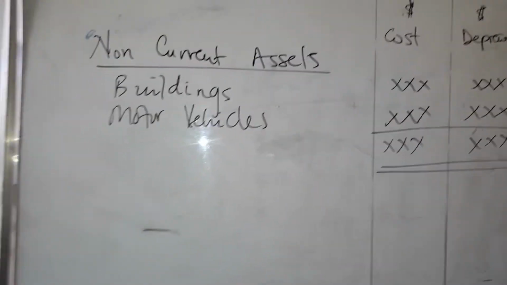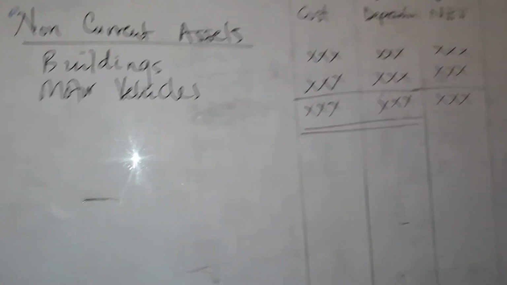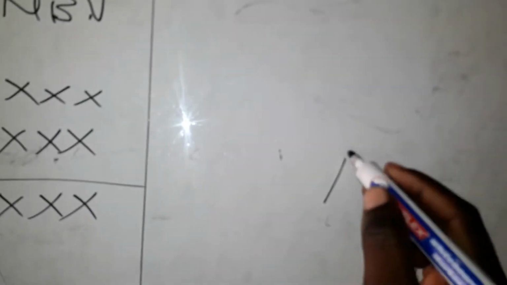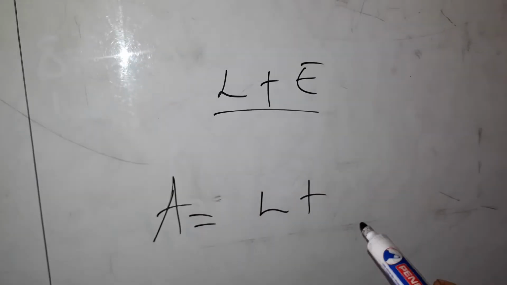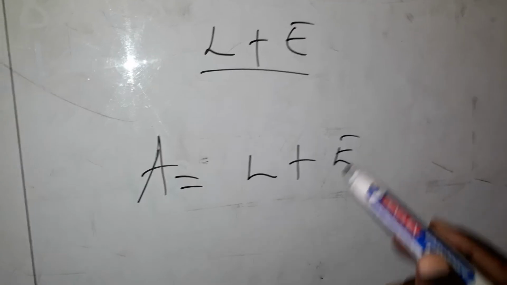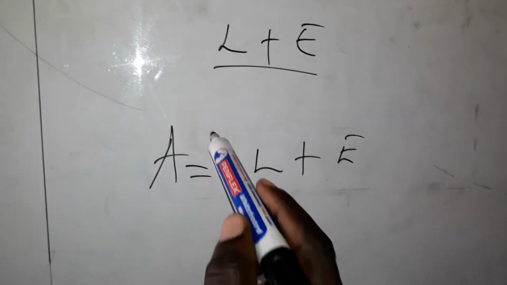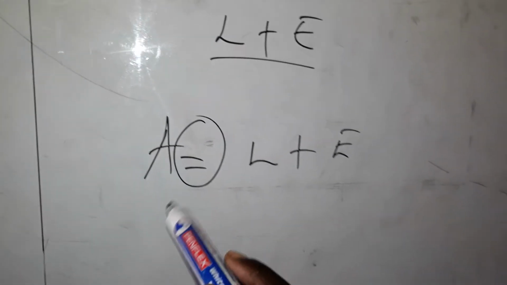Then after the non-current assets, remember the balance sheet follows this layout: assets and liabilities plus what? Equity, right? This is the equation of the balance sheet. Say assets is equal to what? Liabilities plus equity. Right. This is the balance sheet. It's balancing here with the equal sign.